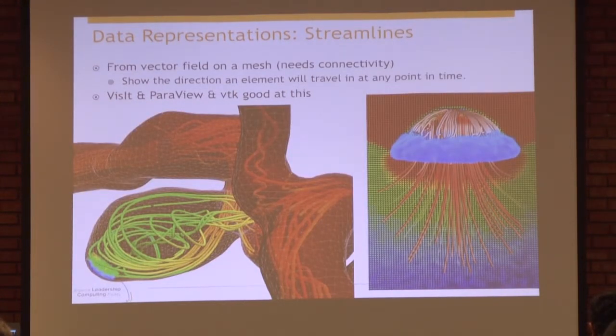So streamlines is another type of representation, and this is more for vector field data, and it needs connectivity on the mesh. So basically, it's showing the direction that an element would travel at any point in time. So within a single time step, you trace out where a particle would go based on a vector field. And this is just a couple different examples of that. And again, VisIt, ParaView, VTK, all good at producing this type of visualization.